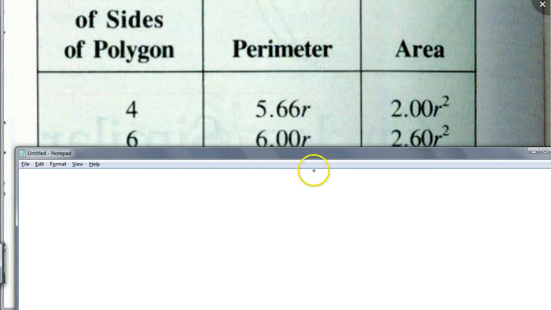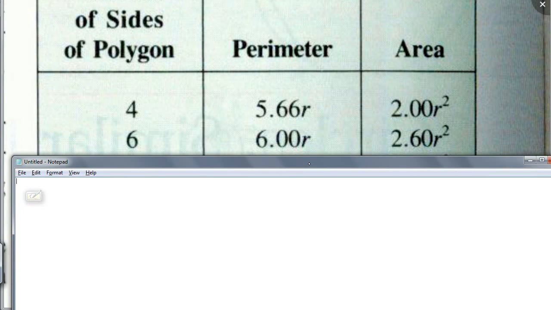So if you have a 6-sided regular polygon, you get 6 times R for the perimeter, and then the area is 2.6 R squared. Isn't that nice? Easier. By the way, for all the other ones, how are you going to figure out the apothem and so forth? Are you going to get 45, 45, 90 or 30, 60, 90 triangles on these? So how do you think they did it?